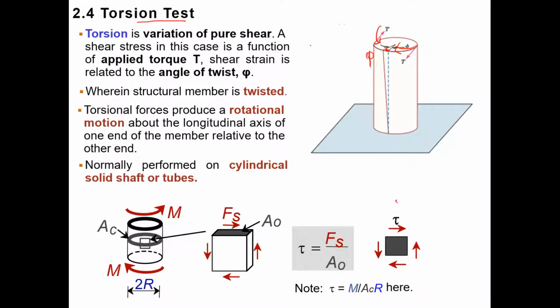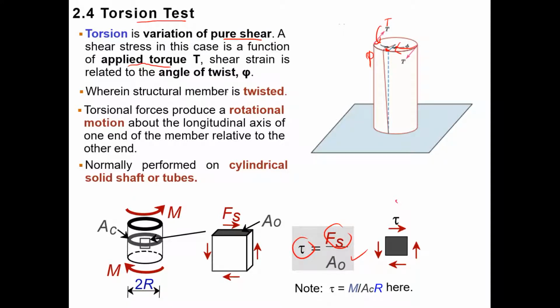And in this case, it's a function of applied torque. That's why this is T. This represents torque. Because this torsion is a variation of pure shear, we can use this formula, which is tau is equal to Fs, which is your shear force, over A naught.